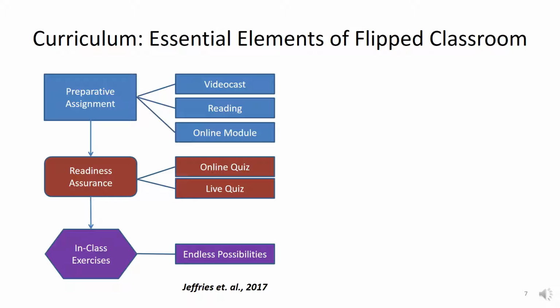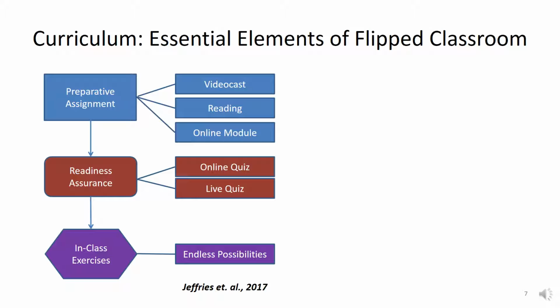I strongly encourage that you do not forget about the step of readiness assurance. The flipped classroom model does not work if the students have not performed a preparative assignment. And in fact, students who show up unprepared will disrupt the learning of the students that have been prepared. So it's typical to include a step called readiness assurance, and this is borrowed from the literature on team-based learning, and this is a term coined by Larry Michaelsen.